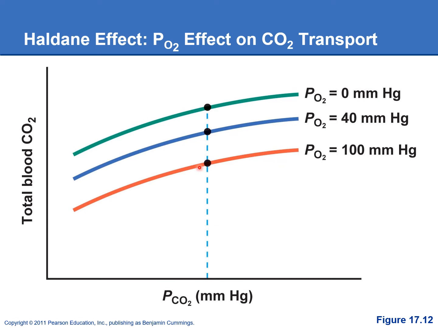So in the lungs, where the partial pressure of oxygen is at 100, we can't have as much carbon dioxide bound to the hemoglobin as we do in the tissues. So in the tissues, the partial pressure of oxygen is much lower at 40, and so with less oxygen bound to the hemoglobin, more carbon dioxide can bind. So that's the Haldane effect.